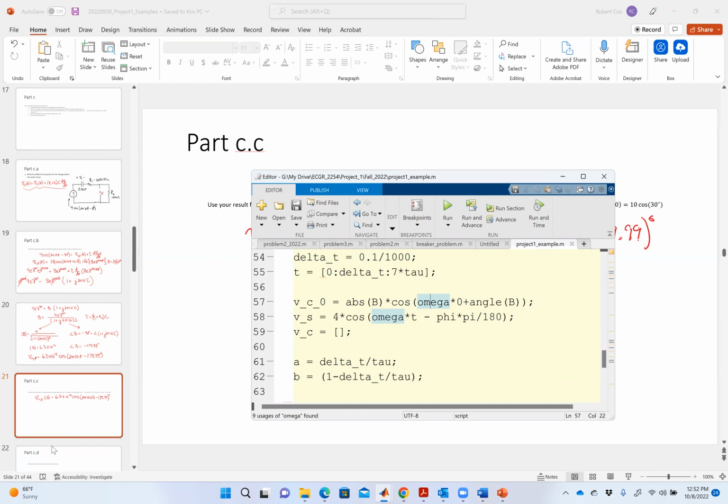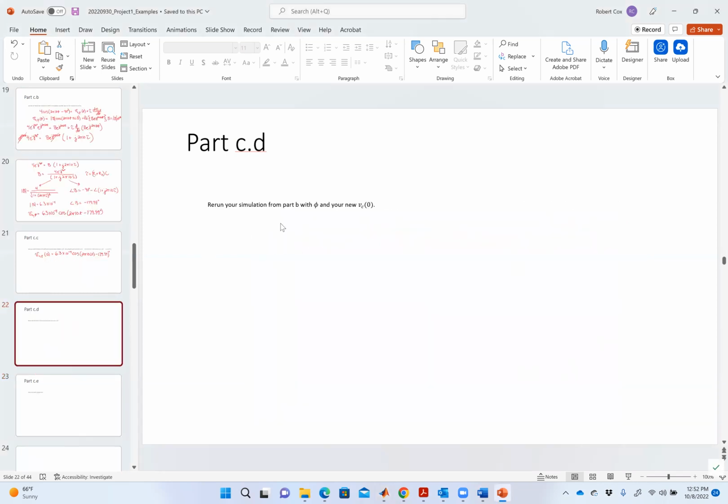Okay, so then what it says to do, rerun your simulation from part B with phi and your new V sub C of 0. So we found that phi was equal to 90 degrees. And we found this guy was whatever it was we just solved for, right? And we rerun this thing, okay? And in particular, the key thing is you're asked to run your simulation from part B. This means that you're rerunning it after the switch closes, okay? That's the important thing. You're running it for after the switch closes.